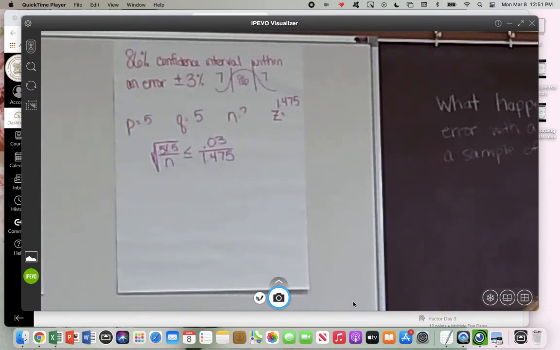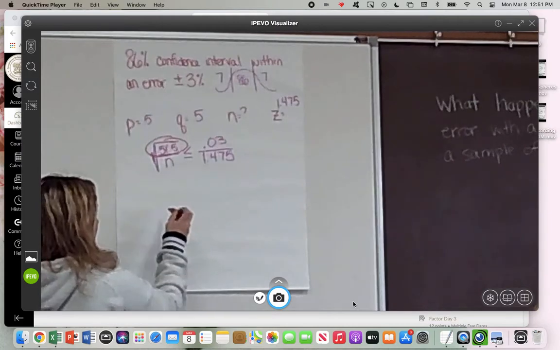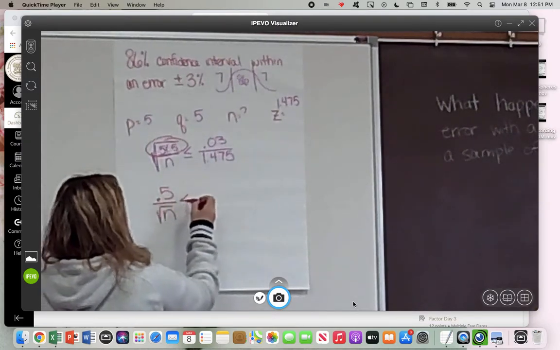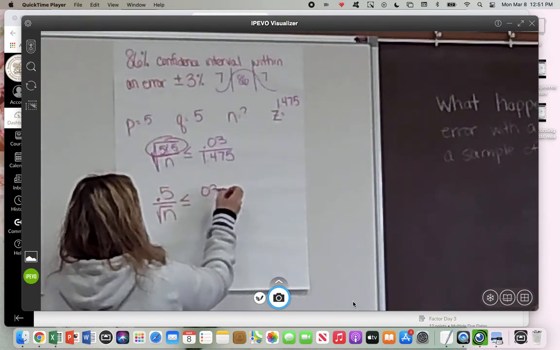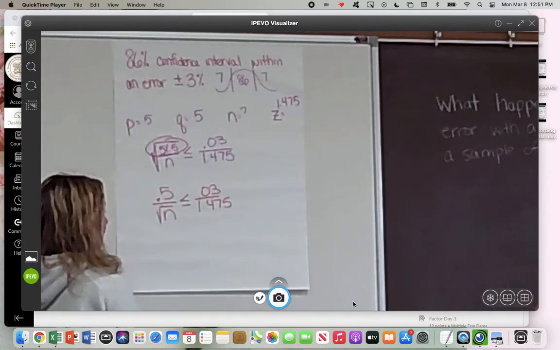Now, for the next part, we got to simplify that numerator on the left. What would the square root of all of that be? All right, that's 0.5 divided by the square root of n. All right, are we ready to flip?